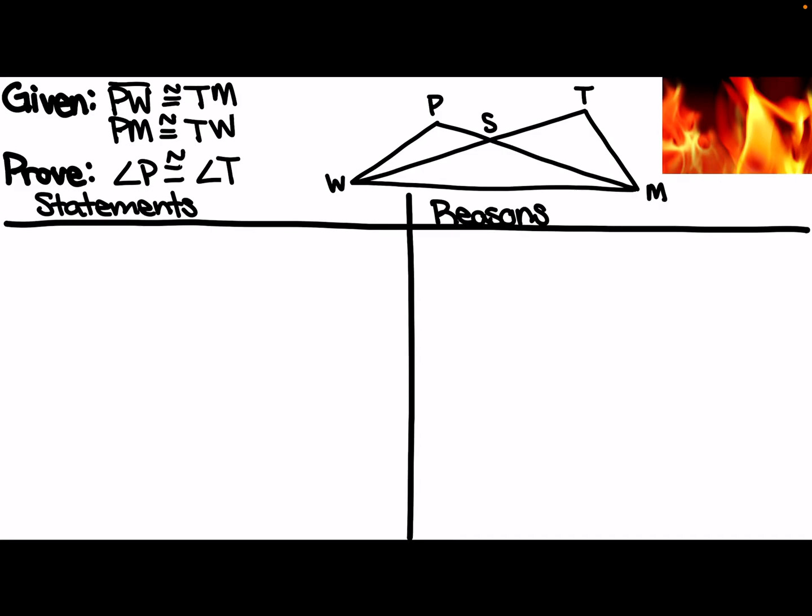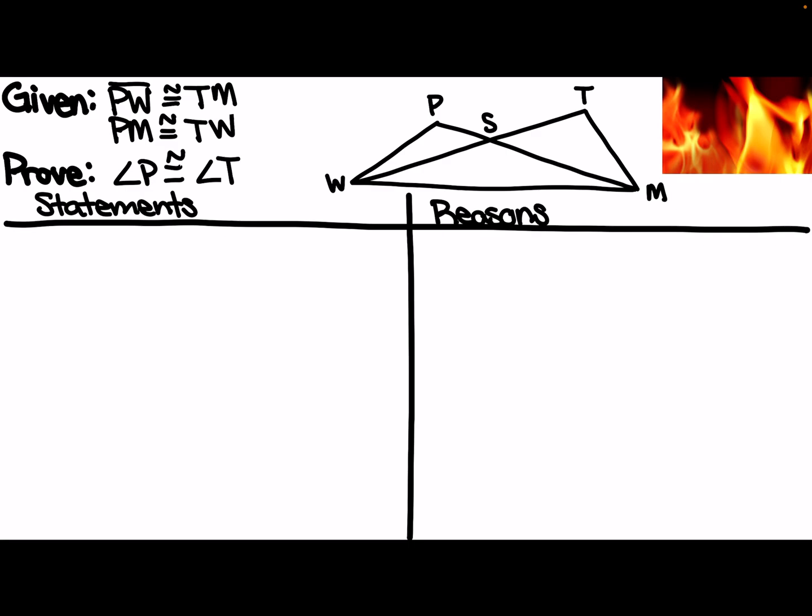So with this proof, we're given PW is congruent to TM, PM is congruent to TW, and we want to prove angle P is congruent to angle T. So go ahead and pause the video, try this one out on your own if you'd like, and then we'll be working through it together.